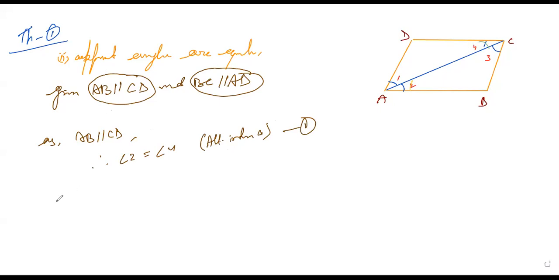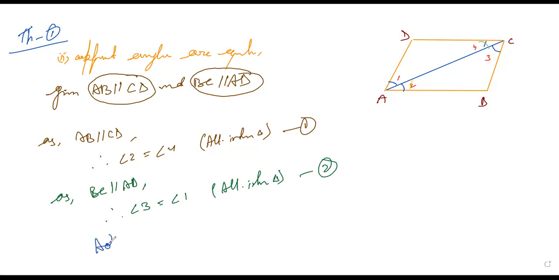Similarly, you go for the next step, as BC is parallel to AD. So therefore you can say angle 3 is equal to angle 1. Again, that is alternate interior angles. So make it equation 2. Now, if you are adding equation 1 and 2, what are you going to get? If you just rearrange, then that would be much better.